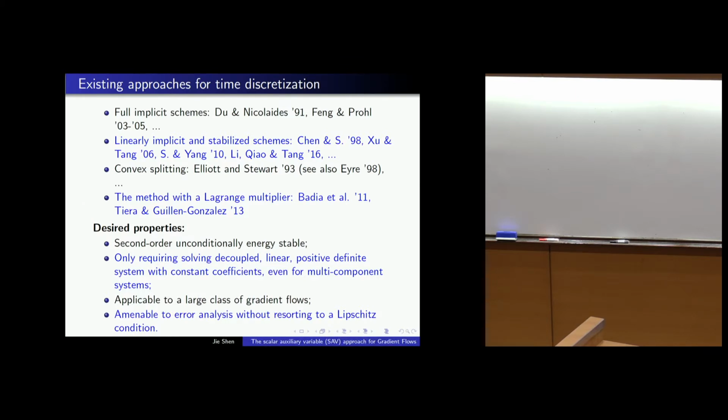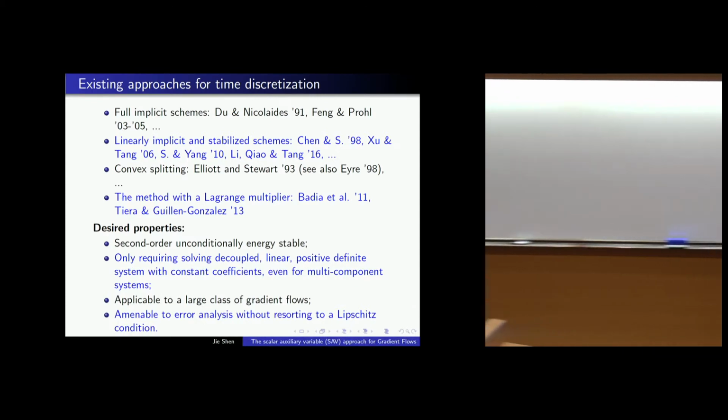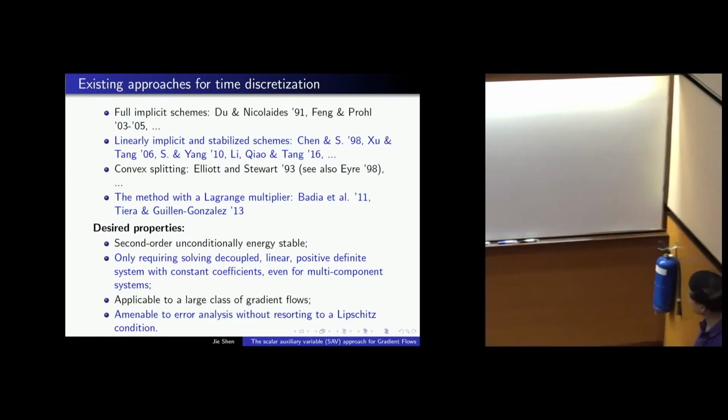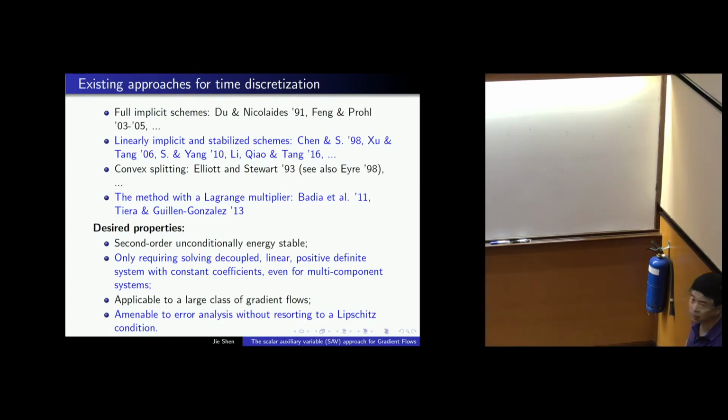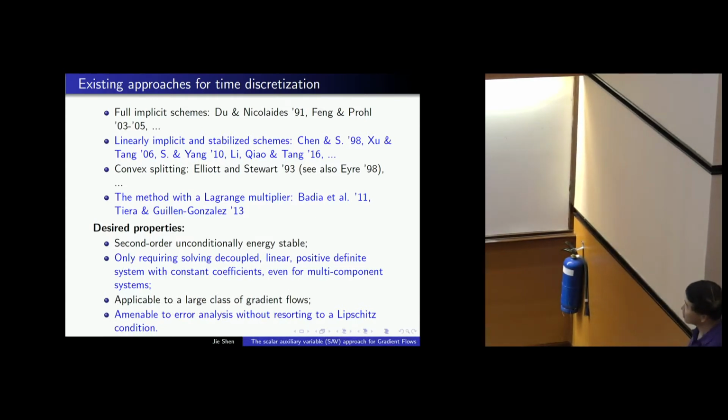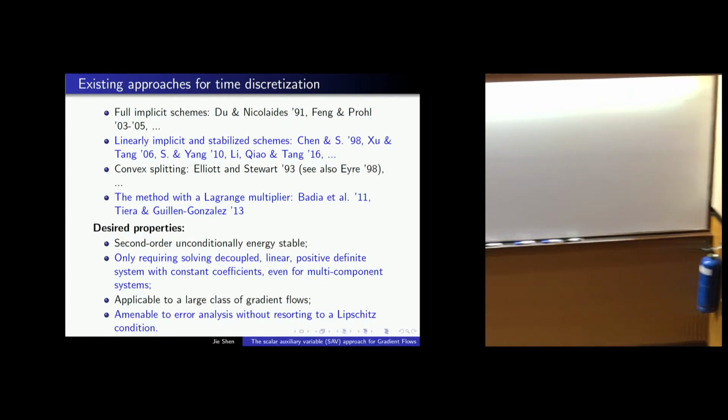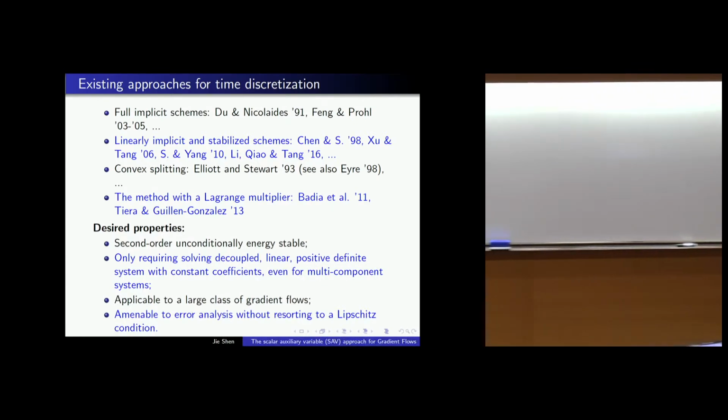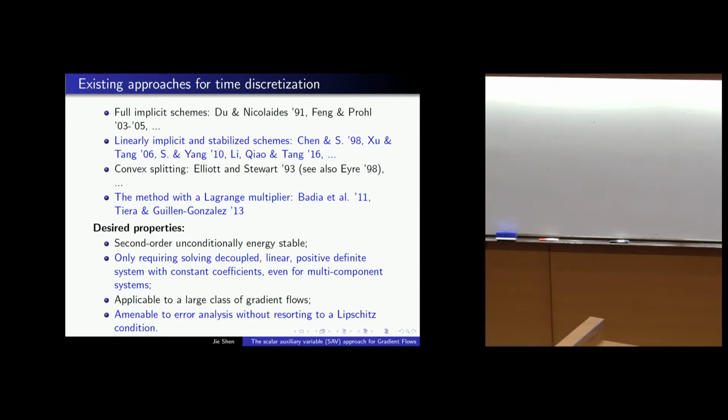And it also should be amenable to error analysis without asking a Lipschitz condition. Right? So most of the error analysis, if you have anything explicit in your treatment of the nonlinear terms, then this condition is often required to get an error analysis. You could get away without the Lipschitz condition on the second derivative of the nonlinear functional if you use a fully implicit scheme.